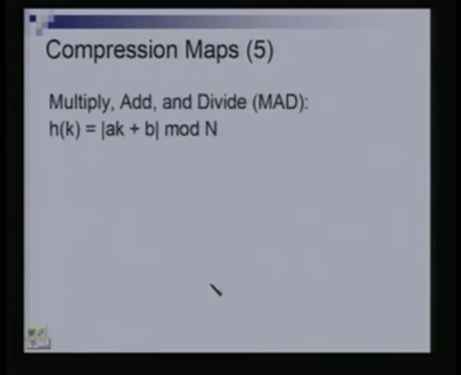There is another technique for a compression map, which is called multiply, add and divide, which says the following: take your key, multiply it by a and add b. What are a and b? A and b are two fixed numbers, and then compute modulo n. N here is the size of your hash table. Sometimes I use m and sometimes I use n, but that is the size of your hash table. The first technique was just k mod n, but now we are doing something different. We are multiplying it by a and adding b.